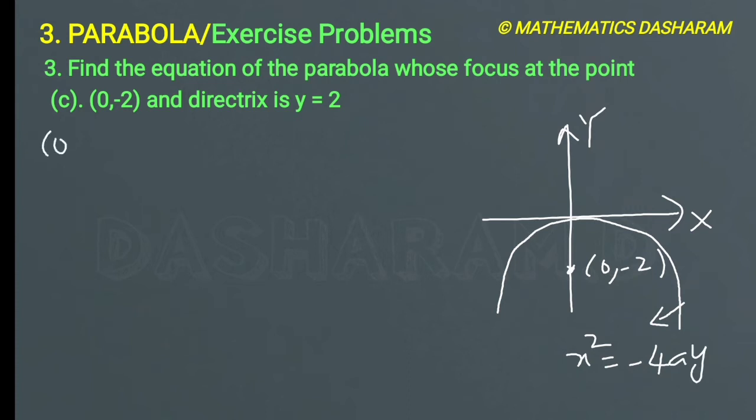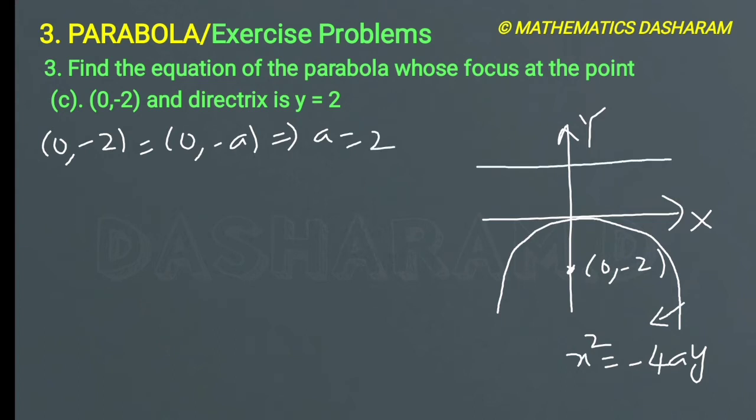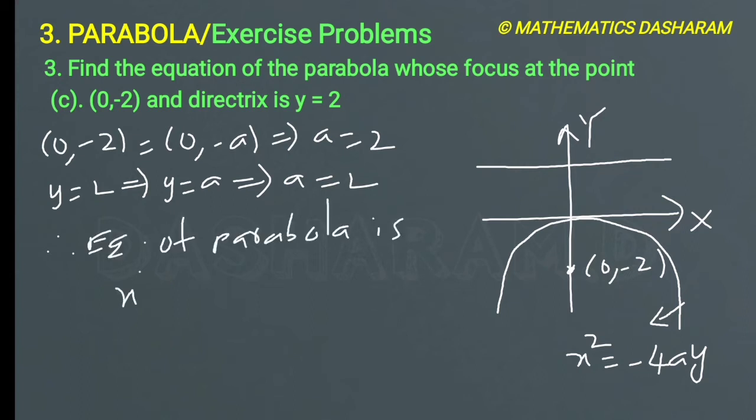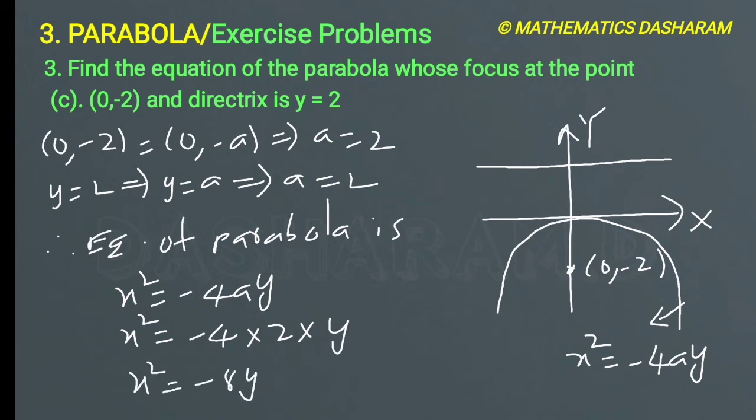So here the given focus is (0, -2), compare with (0, -a). So it implies a = 2. Next, directrix means a fixed line. It will be on the positive direction of the y-axis. So y = 2 compared with y = a, so then it implies a = 2. Therefore the equation of the parabola is x² = -4ay, so x² = -4 times a value 2 times y, x² = -8y.